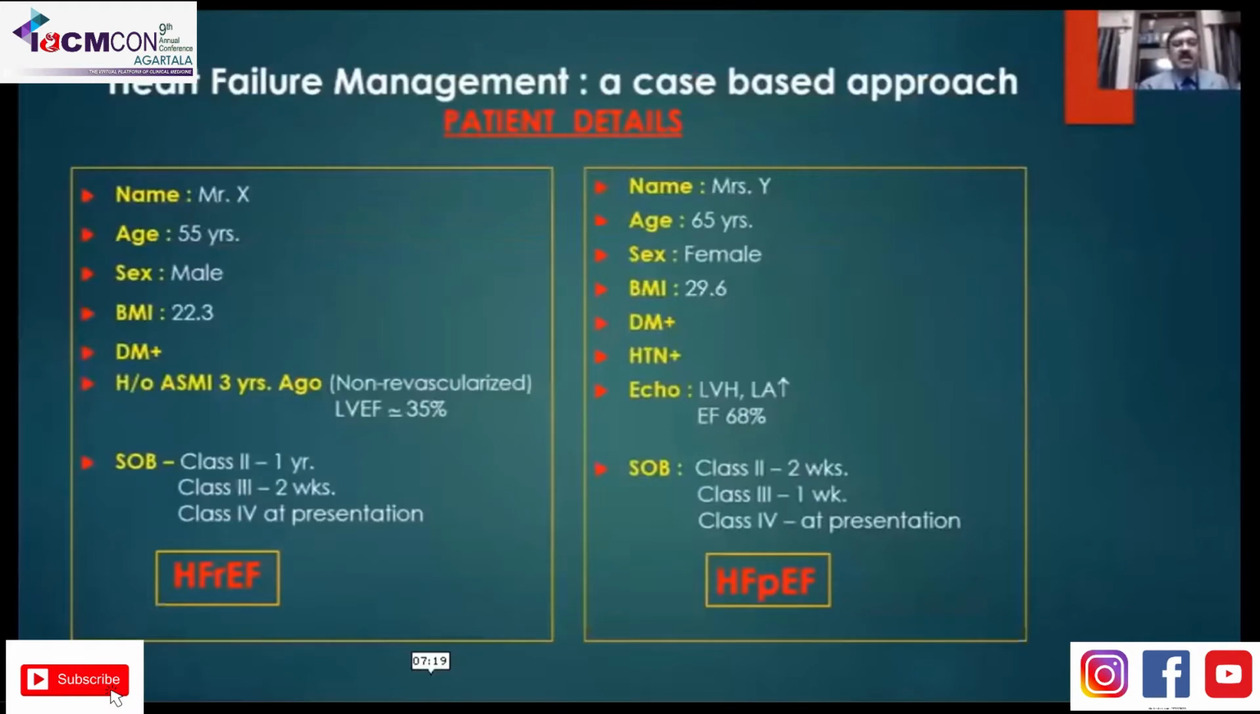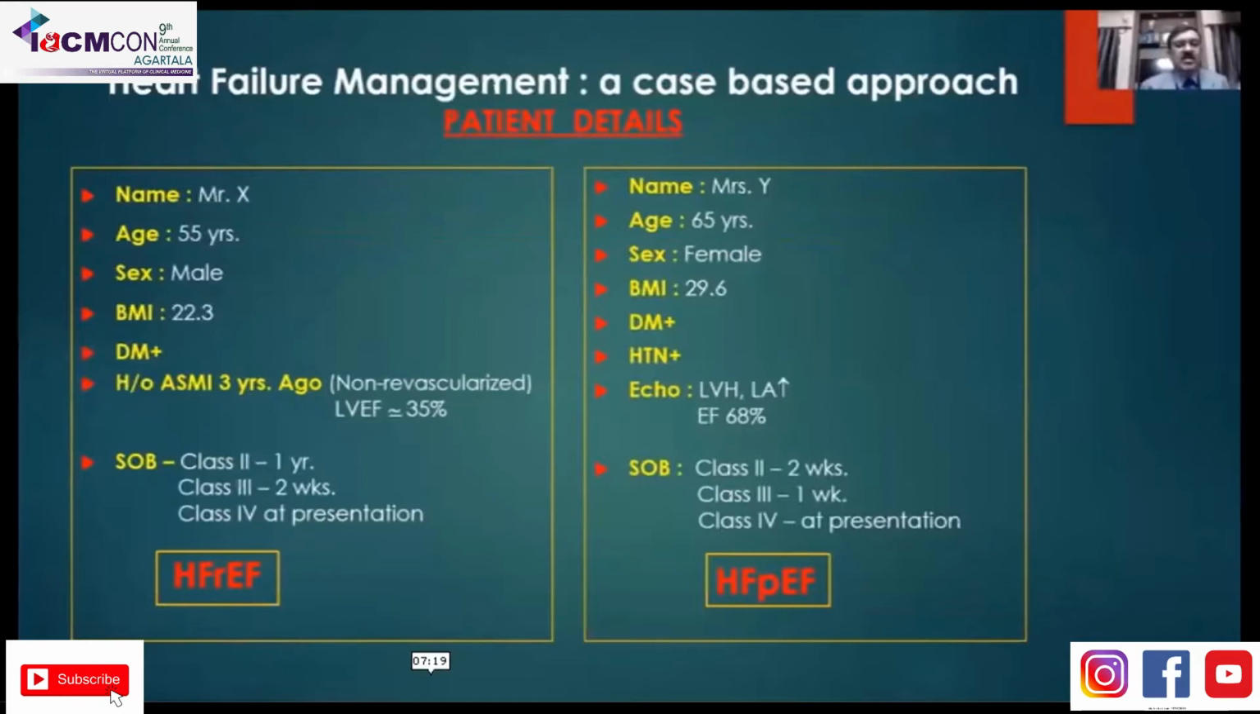As you know, heart failure these days is a very heterogeneous population. And if you want to broadly classify cases of heart failure, the broadest classification is HFrEF and HFpEF, that is heart failure with reduced ejection fraction and heart failure with preserved ejection fraction.